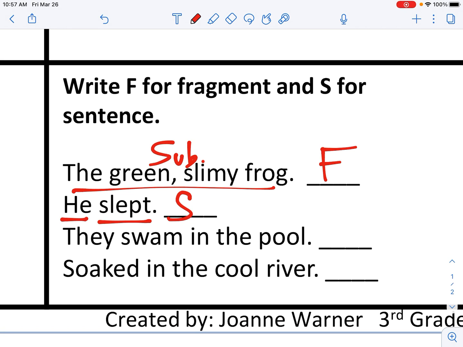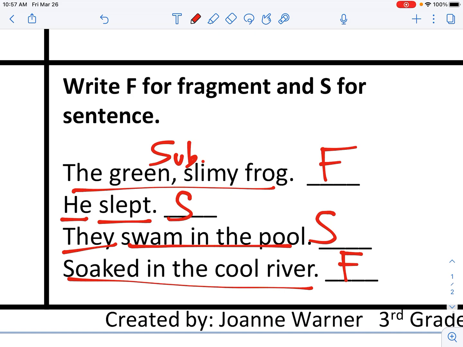They swam in the pool. It has a subject, they. It says what they did. They swam in the pool, so this is a sentence. Soaked in the cool river. Well, it says what happened, but it doesn't tell us who it happened to or what it happened to. So this is a fragment.